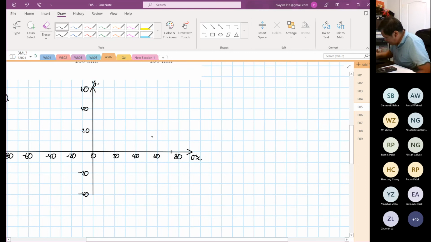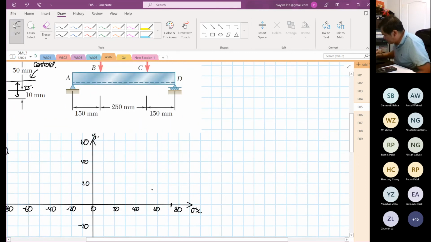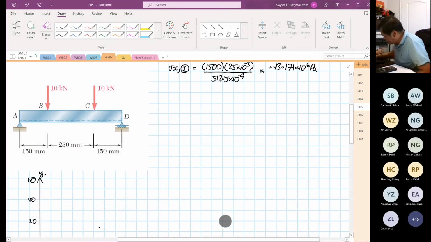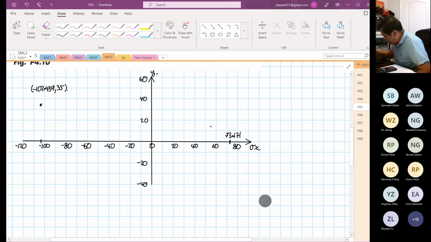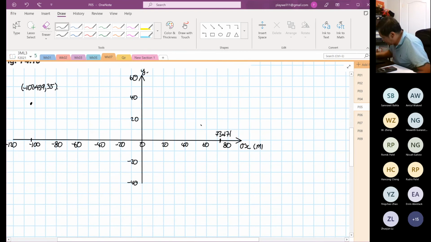I'm just adding board. So this is where we get our 171. Okay, 73.171. So I label this and it's megapascal. This will be in millimeters. Okay, and then this will be at minus 25. So over here, you just label this. This is your 73.171, and this is your minus 25.